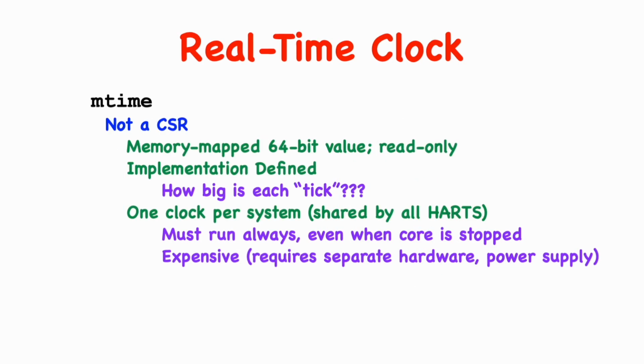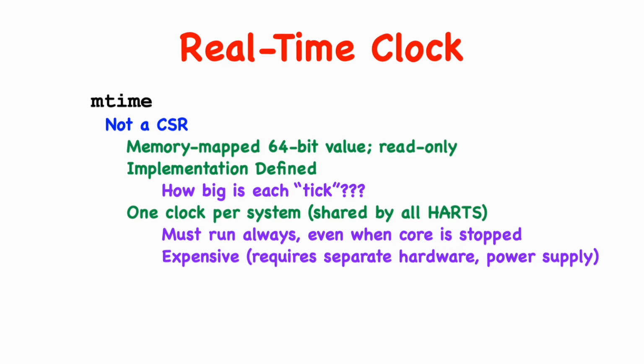Now let's discuss the real-time clock, which is called mtime. This is not a control and status register. Instead, the spec says that there shall be a memory-mapped register that contains the current time, and this register shall be 64 bits in size and shall be read-only. The details, such as exactly how big the ticks are, for example, does it increment every millisecond or every microsecond or what? And how is the clock to be set or reset or corrected? Well, these details are not defined and left to the specific implementations. But it is expected that all harts in a given system will share a common real-time clock.